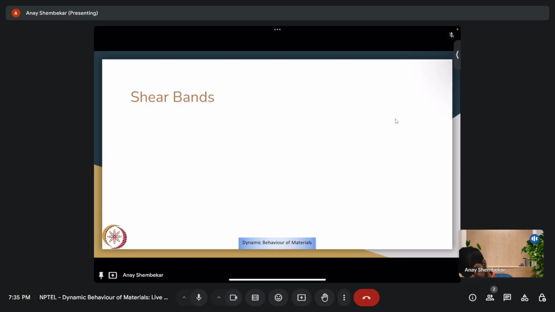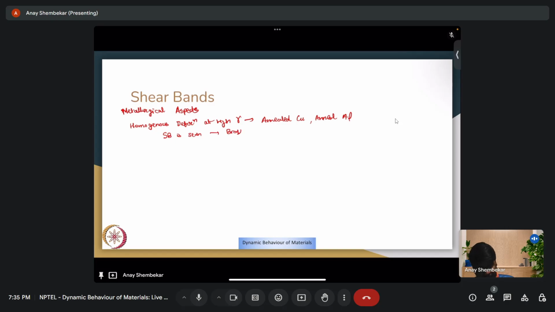Another important point is the metallurgical aspects. You have homogeneous deformation at high shear strain for annealed copper and annealed aluminum, whereas shear bands are seen for materials like brass, 2024 T aluminum alloy, or 1040 steel, right?